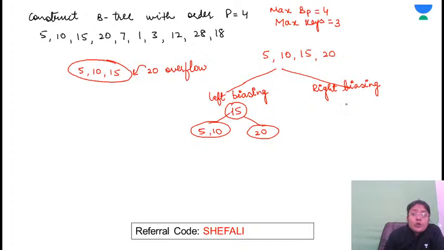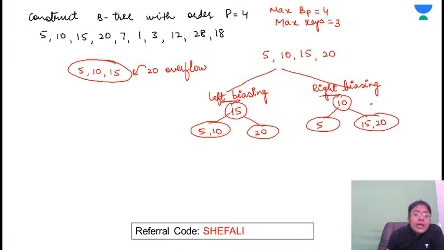And what is the other possibility? That is right biasing. In case of right biasing, 10 will go up. Here we will have 5, and 15 and 20. Both are correct. You can go for either method. Left biasing means more elements are present in the left node. Right biasing means more elements are present in the right node.